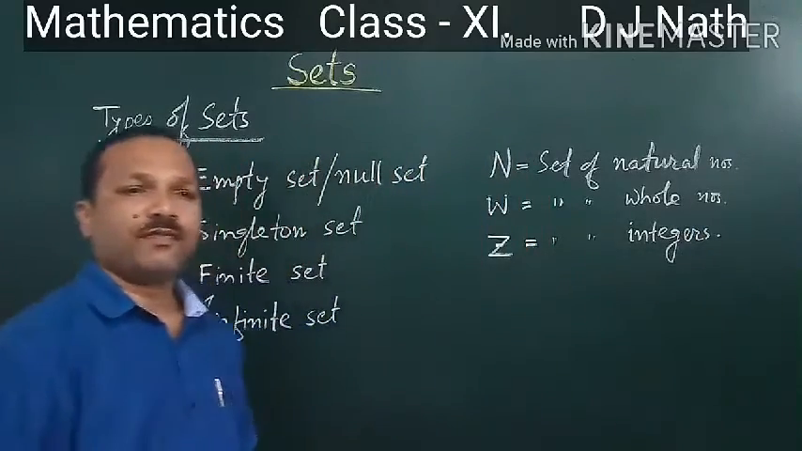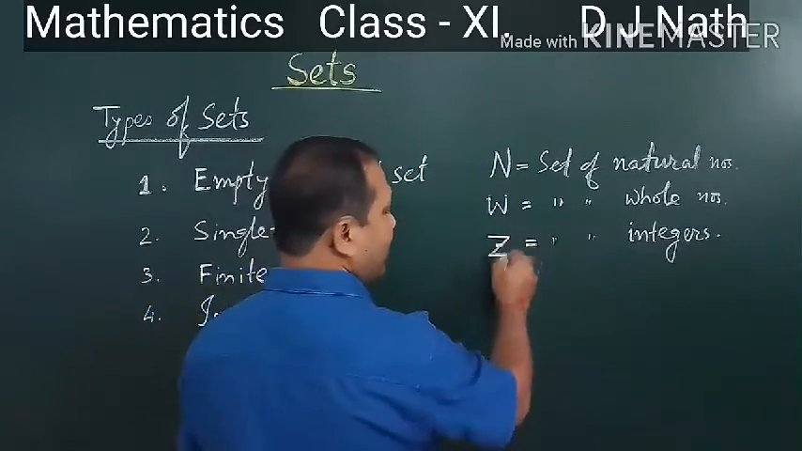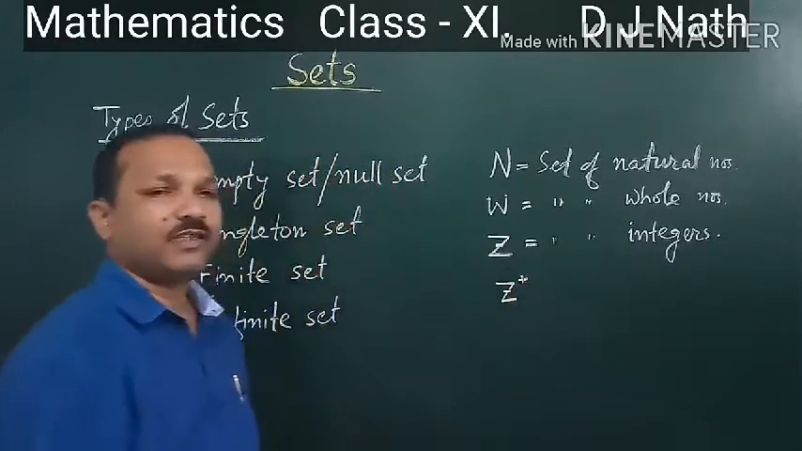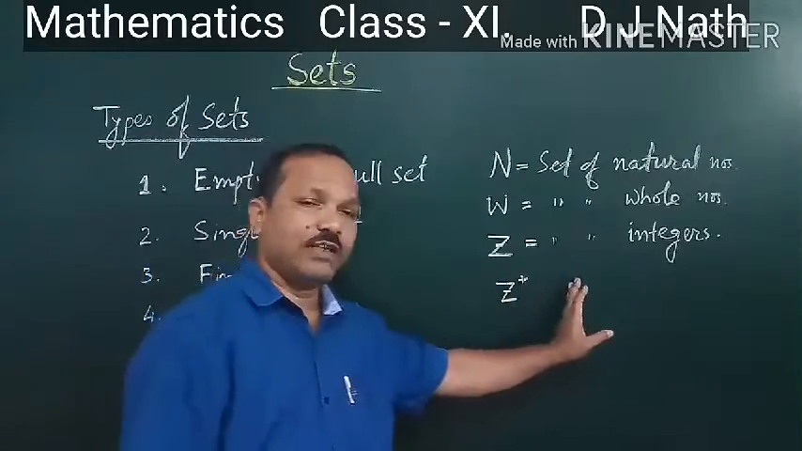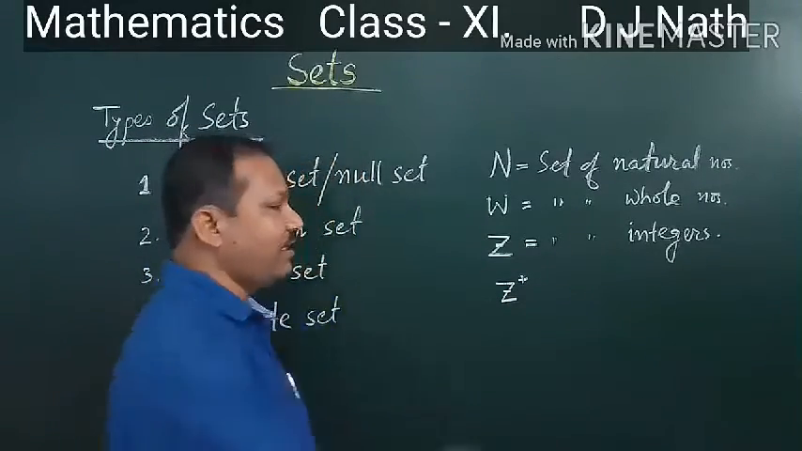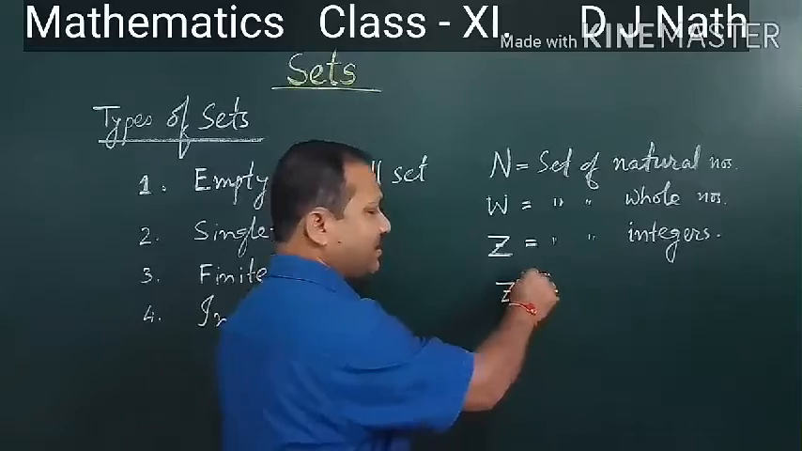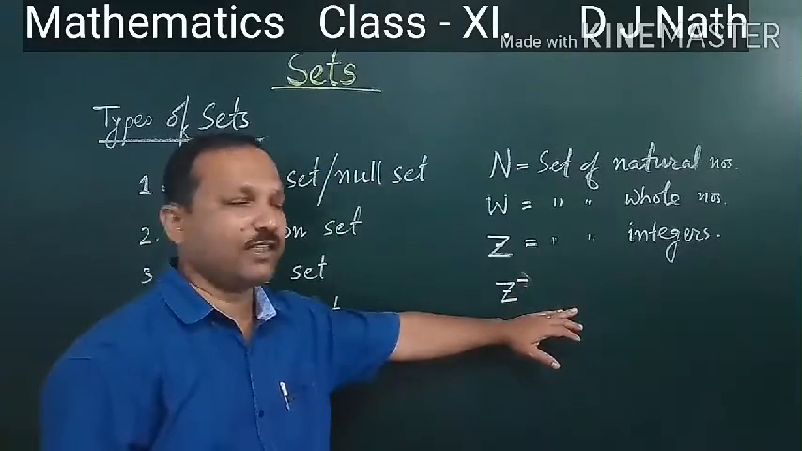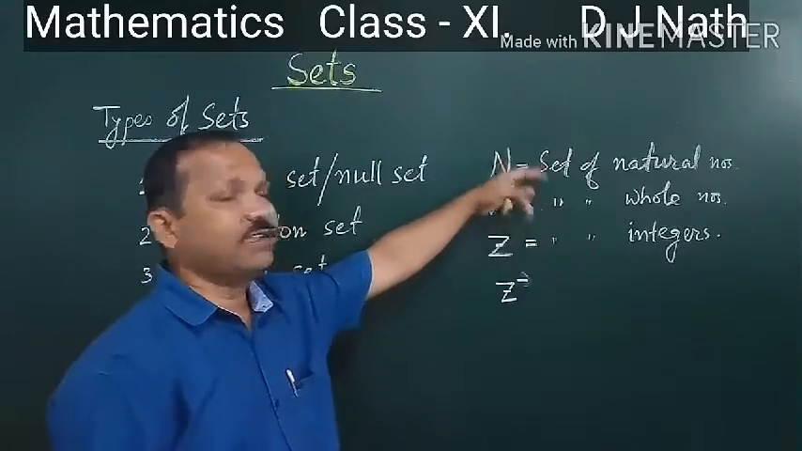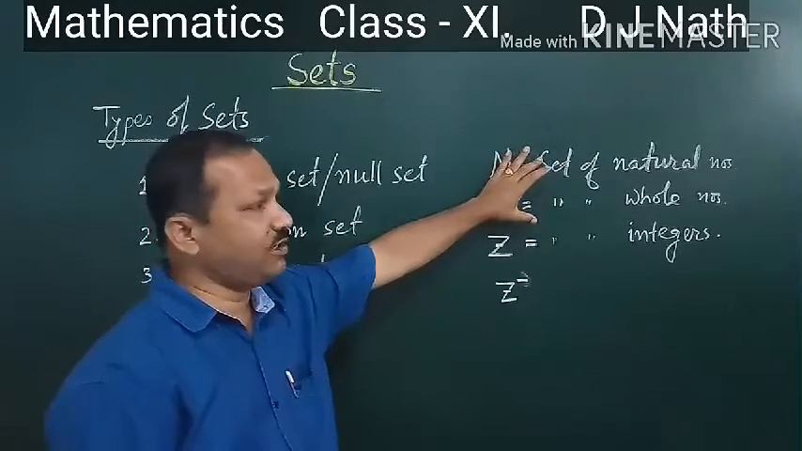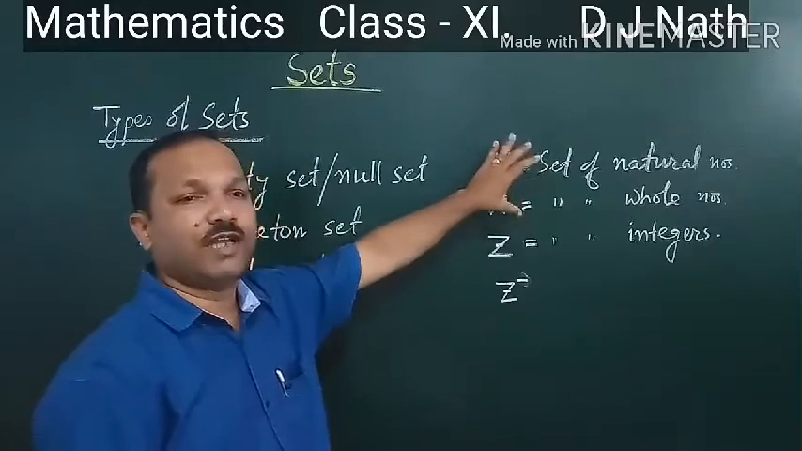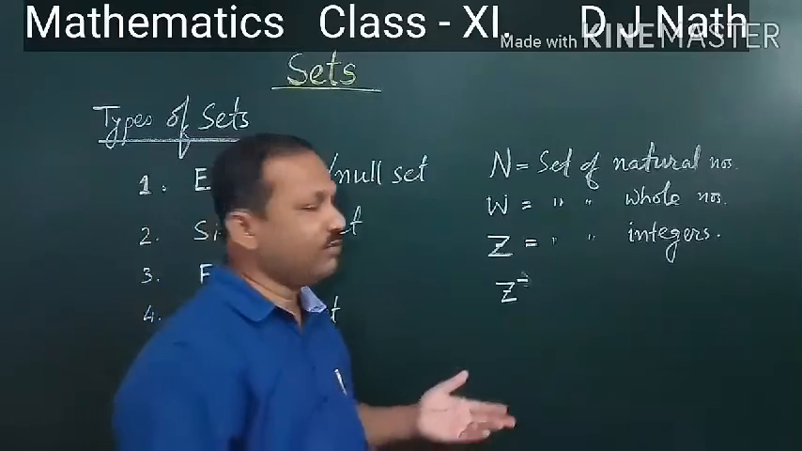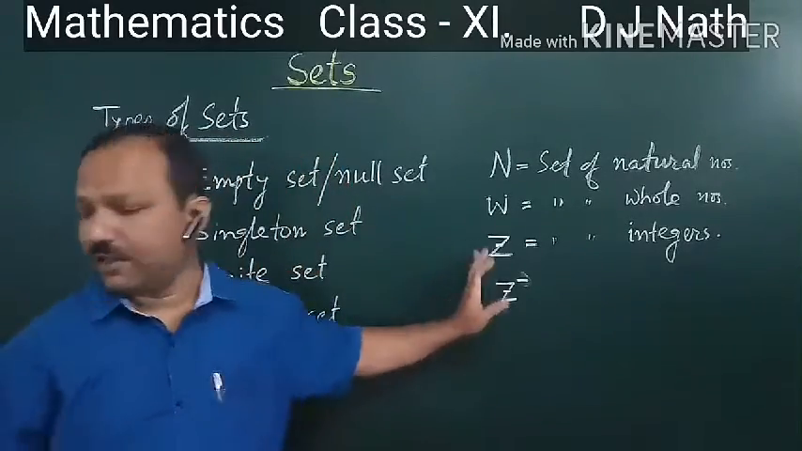Okay. Now, if I write Z plus, it will indicate the set of positive integers. If I write Z minus, it will indicate the set of negative integers. Because here there is no negative, only positives are there, so we cannot represent it with plus or minus. Where both positives and negatives are there, we can represent it that way.